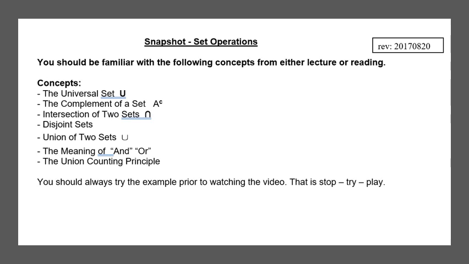So look these individual concepts over, and then again, you should always try the example prior to watching the video. Stop, try, and play.